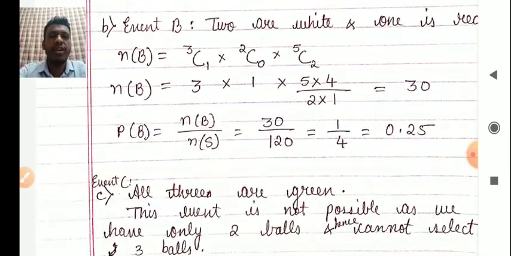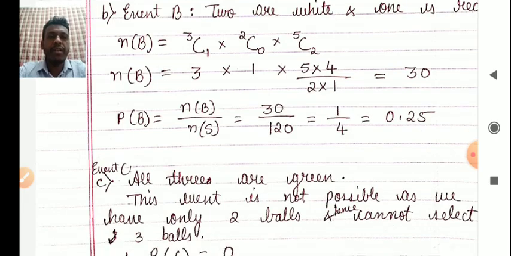Similarly, you have to calculate the probability also. n of B is 30 in this case. Probability of B is n of B upon n of S, which is equal to 30 upon 120, which is equal to 0.25. 120 we have calculated in a previous step.